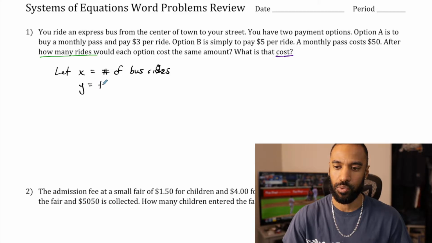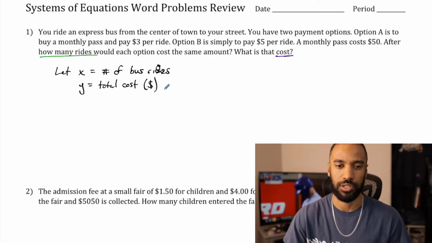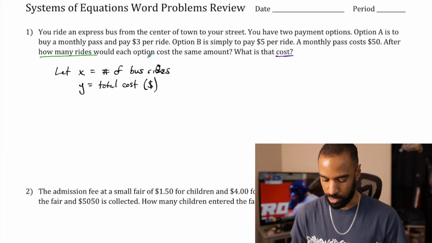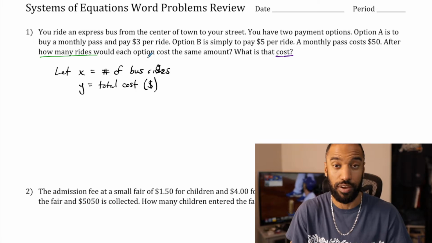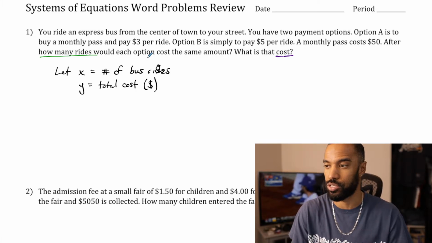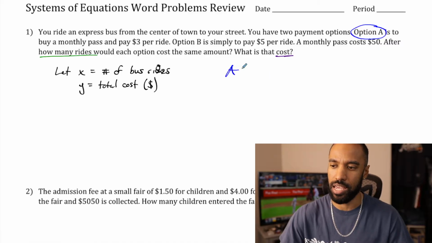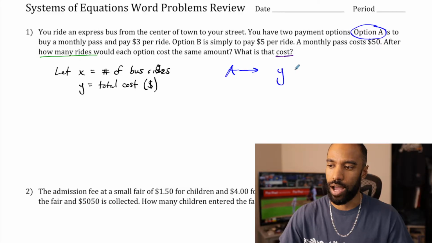And let y equal the total cost based on those bus rides. That's in dollars. So we have two different equations that we're going to write based on this, and defining those variables can really help you come up with the equations. There's going to be an option A equation here.